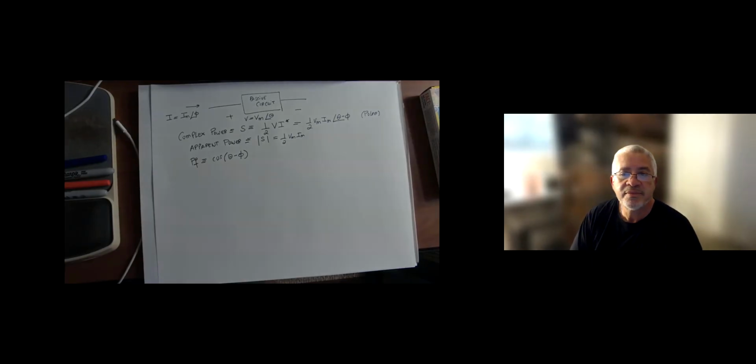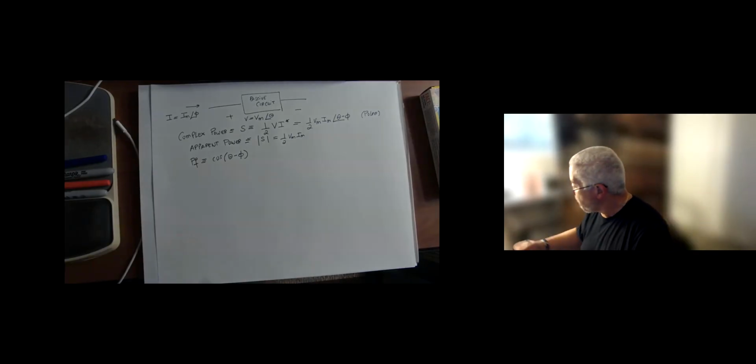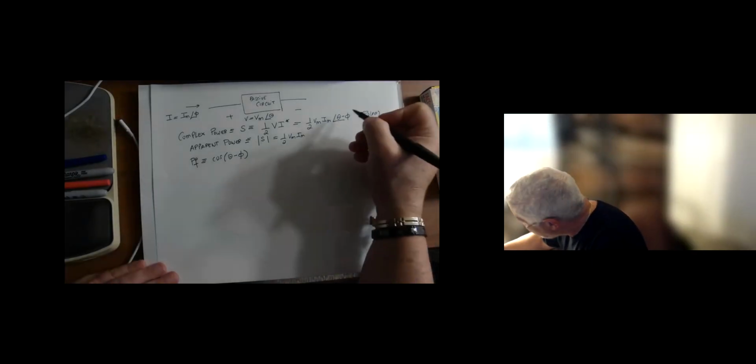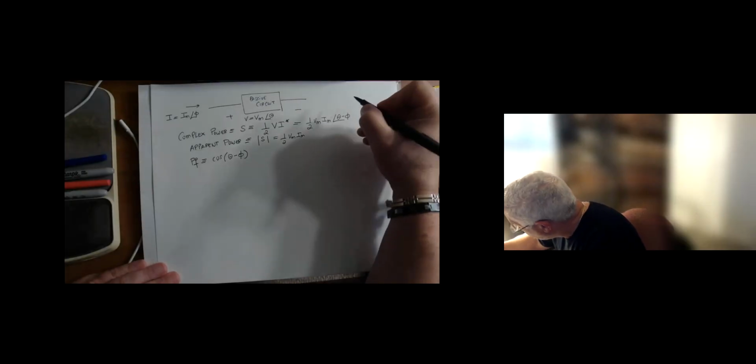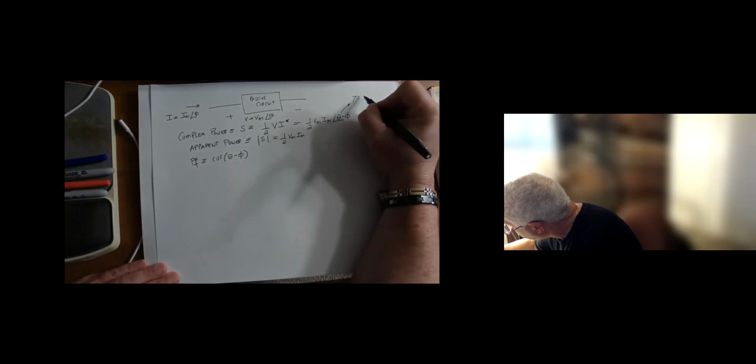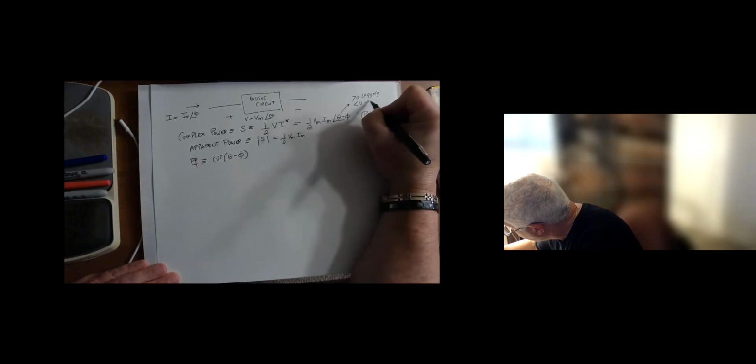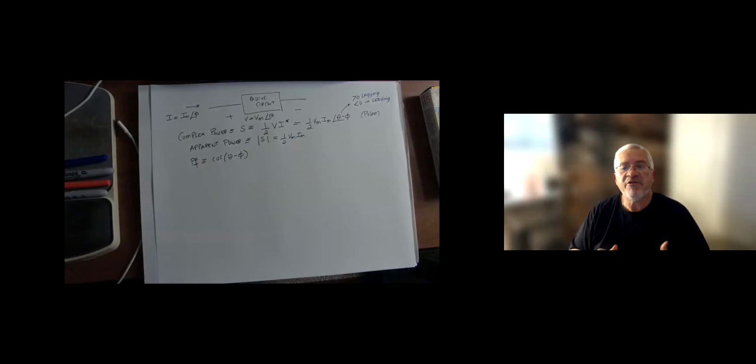And of course, we can determine whether it's leading or lagging by simply looking at the phase angle. If the phase angle is positive, it's lagging. If the phase angle is negative, it's leading. So there is a lot of information in the complex power in polar form.